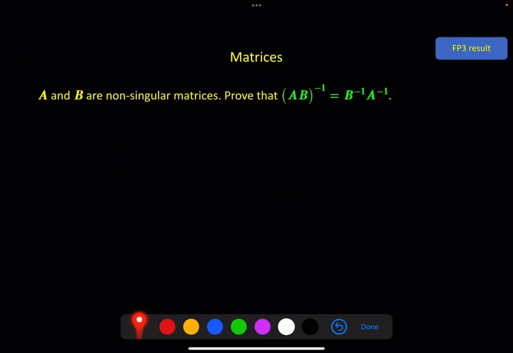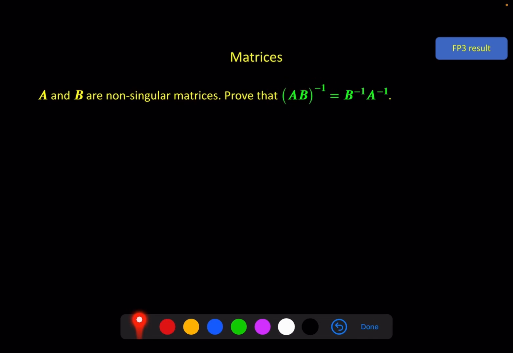Next example. A and B are non-singular matrices. I need that in here just to be clear that they do have inverses, so that we can talk about their inverses. If they were singular, then we wouldn't be able to talk about their inverses because they wouldn't exist. Prove that (AB) inverse is equal to B inverse times A inverse. And remember, the order is important here. So B inverse times A inverse is different to A inverse times B inverse. So part of what we're proving is that the order AB changes to BA when you open out this inverse bracket.